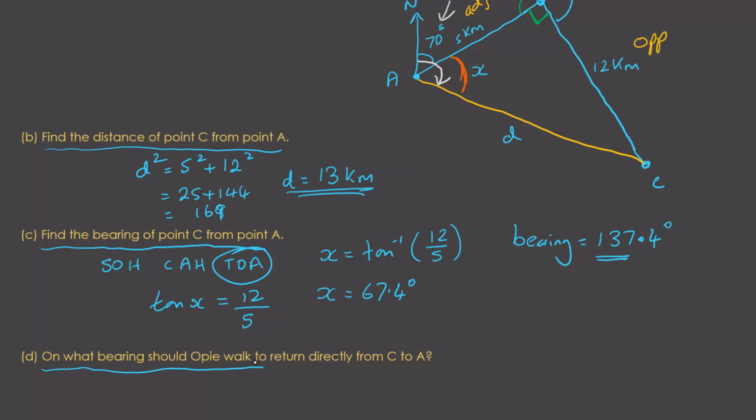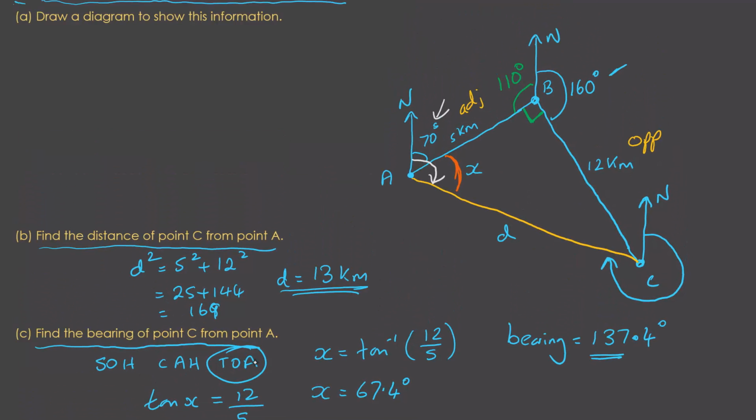On what bearing should OP walk to return directly from C to A? So let's put a north line here, and OP is going to need to walk on this bearing along the yellow line. Now, this north up here and this north up here, or down there, they are parallel like all north lines, and the angle here is 160. Co-interior angles means that this angle here is 20 degrees.